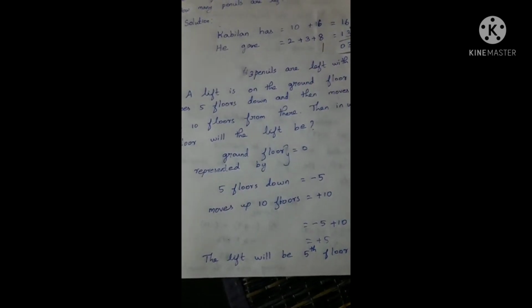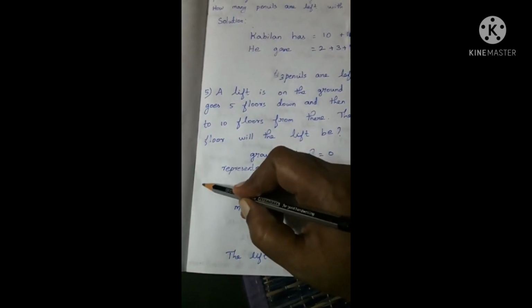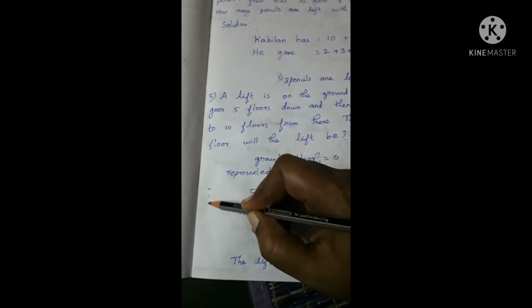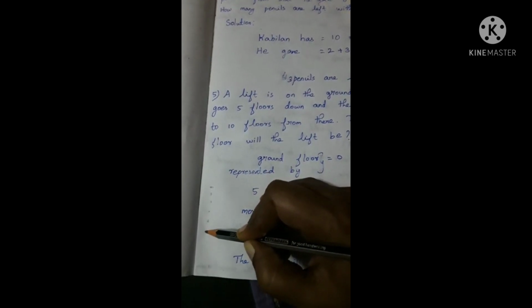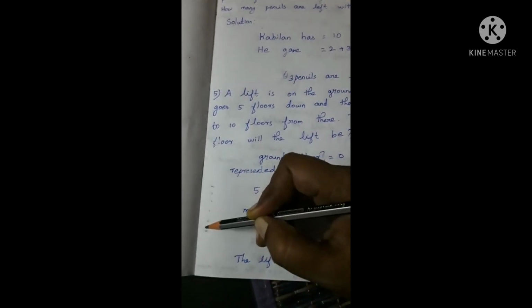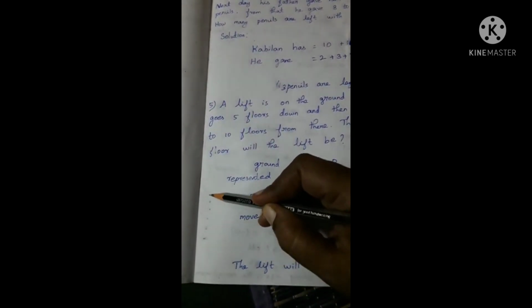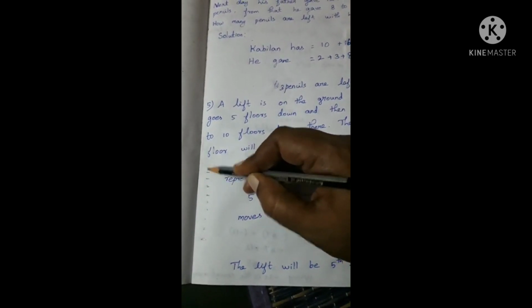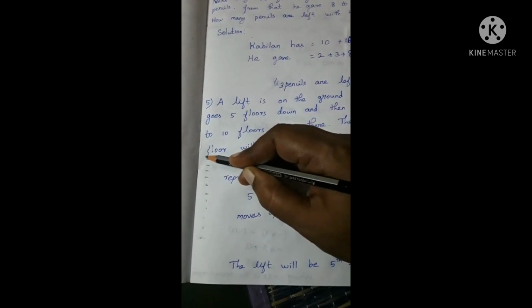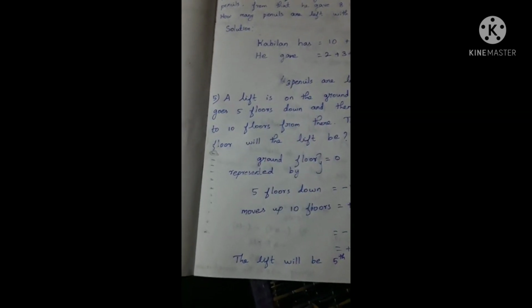So first, the lift is on the ground floor. From the ground floor it goes 5 floors down. From there, again the lift moves up for 10 floors. So from there it moves 1, 2, 3, 4, 5, 6, 7, 8, 9, 10. Now, which floor will the lift be?